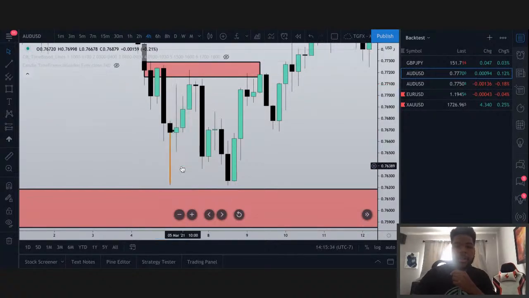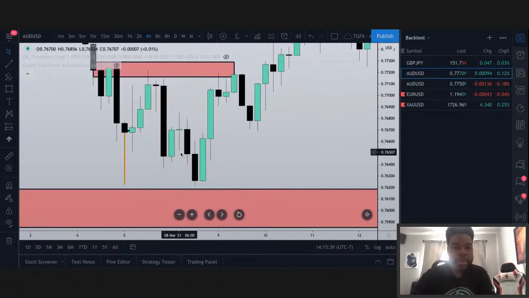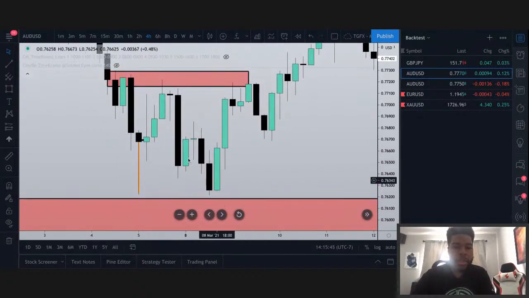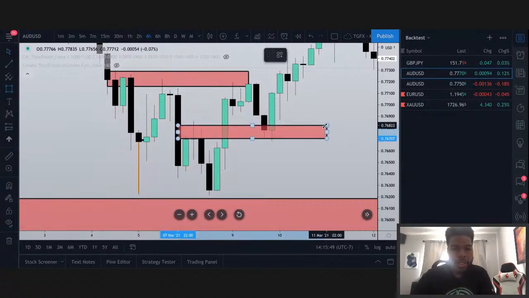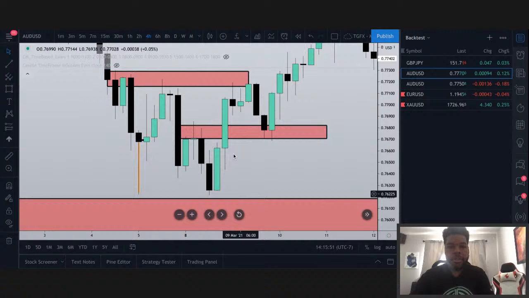Okay, so the point I wanted to make with that is once we tap this zone, right? So we tapped it once here, and we also tapped it another time here. Once we hit that zone, would I be looking now to short off of the H4 time frame?